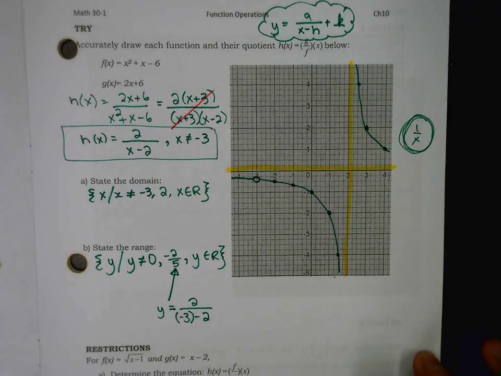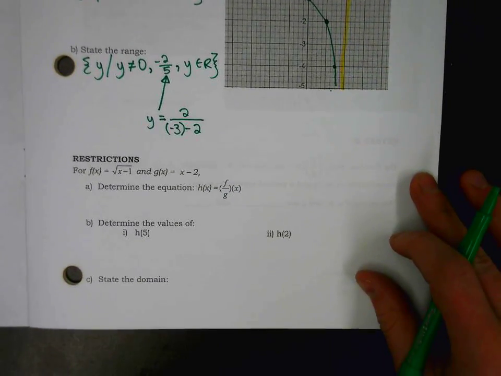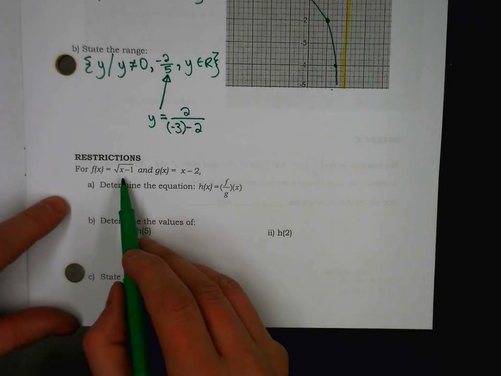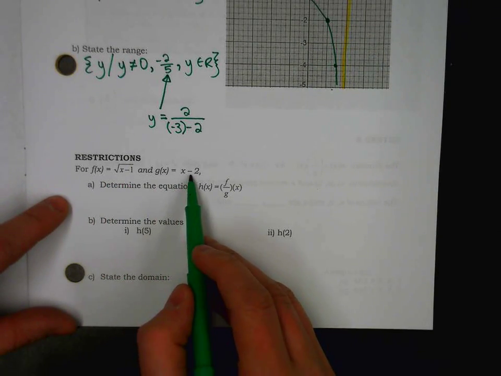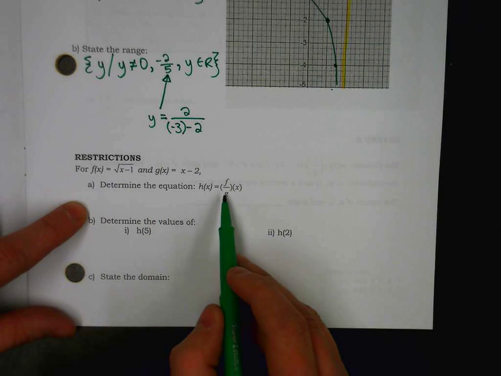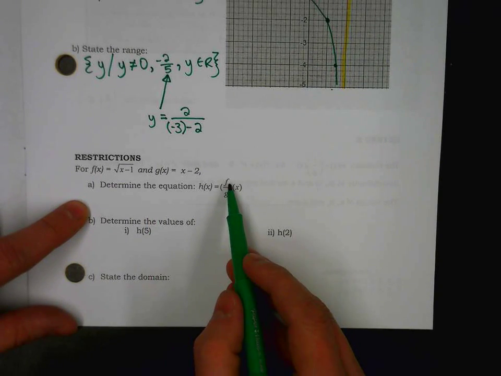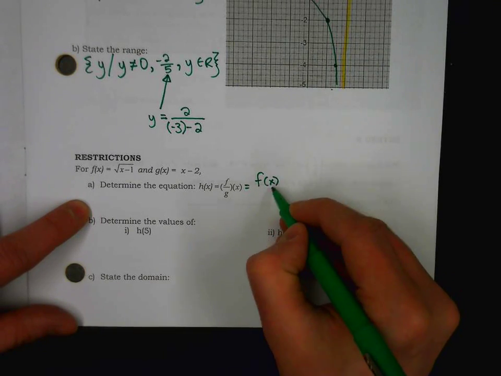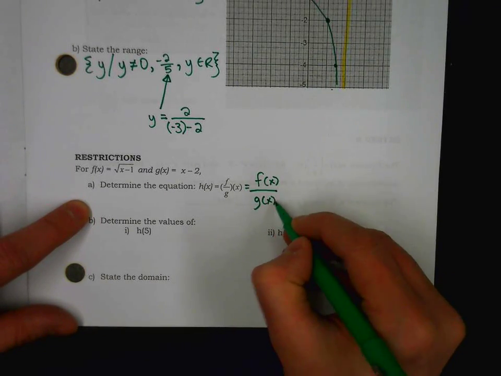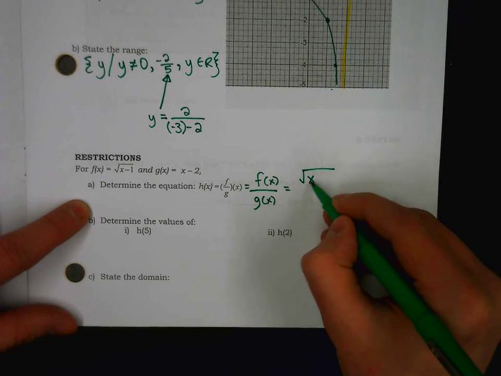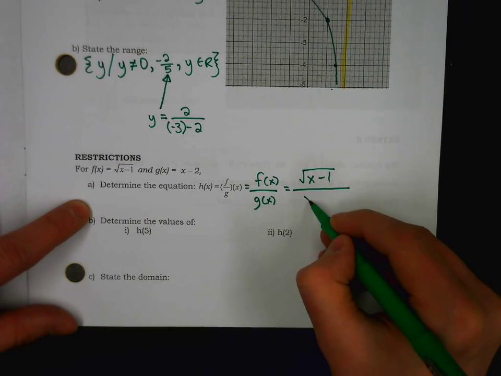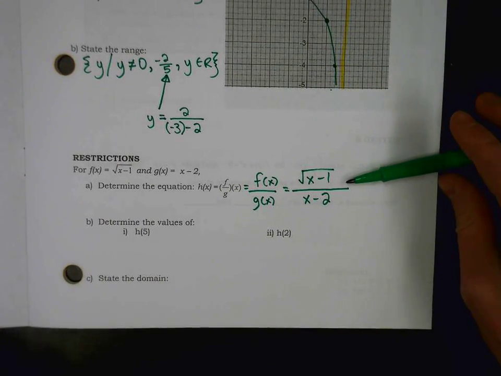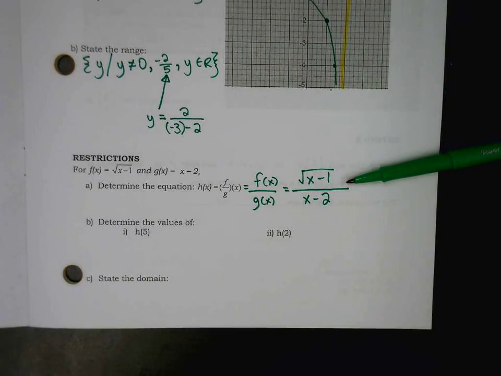The last part of our lesson comes from restrictions. For f of x equals square root of x minus 1 and g of x is x minus 2, first part, determine the equation of a new function h of x, which is f divided by g. So we are talking about some function f divided by some function g, where f is the square root of x minus 1 and g of x is linear, x minus 2. Noting now that we're not limited to polynomials and rational functions.